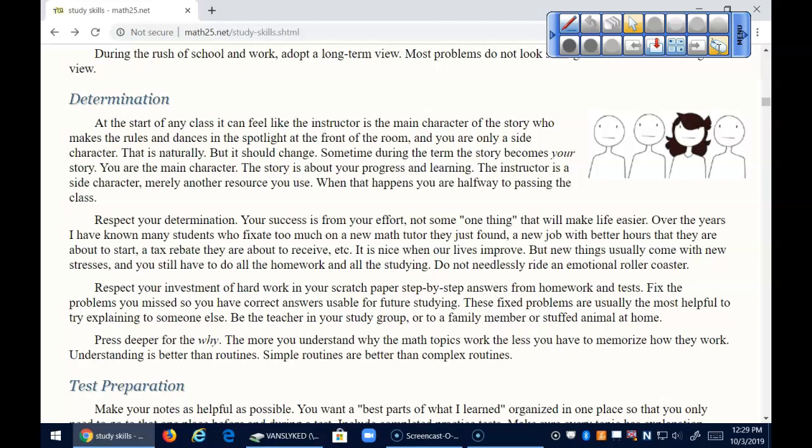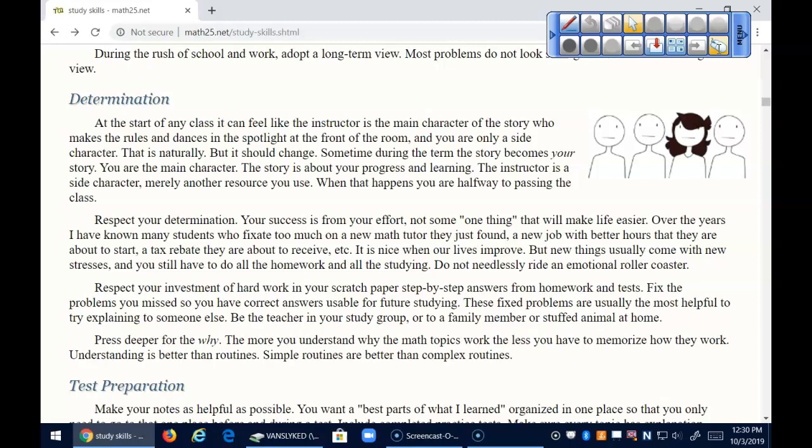When you start any class, I have this big personality. Part of my job is to communicate energy and enthusiasm so that you will pay attention and want to do the homework and things like that. It will seem like I'm the main character dancing up here in the front of the room, and you're just doing whatever hoops and assignments and things I make you do. That's unavoidable at the very beginning of any class, math or otherwise.